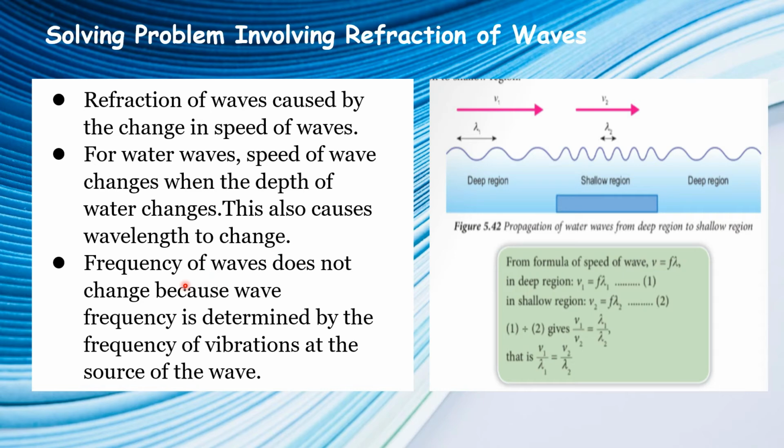Frequency of waves does not change because wave frequency is determined by the frequency of vibration at the source of the waves. This diagram shows the change in speed and wavelength when water wave propagates from deep region to shallow region. We can use this formula to calculate the speed of wave: V1 divided by lambda 1 equals V2 divided by lambda 2.